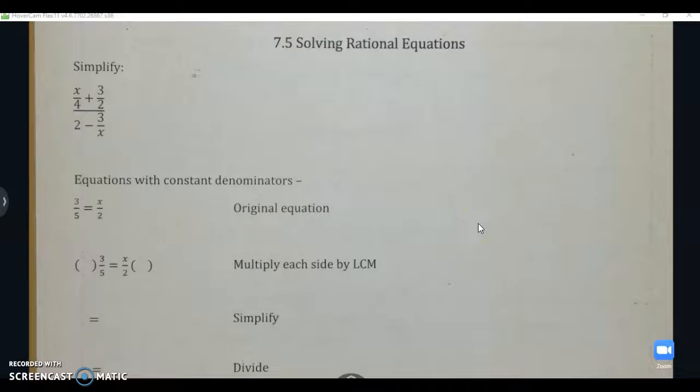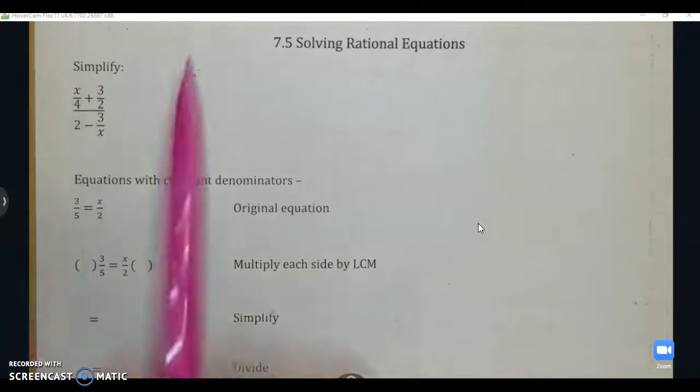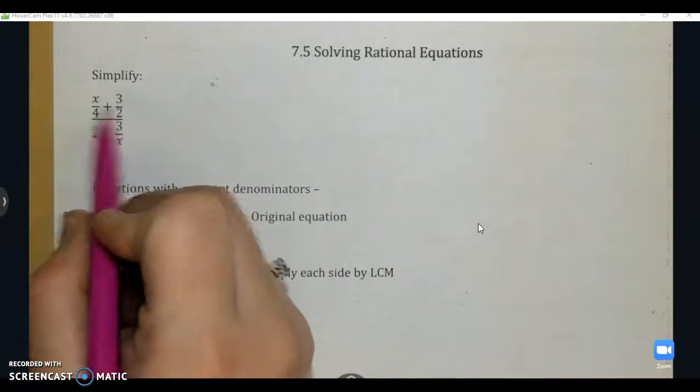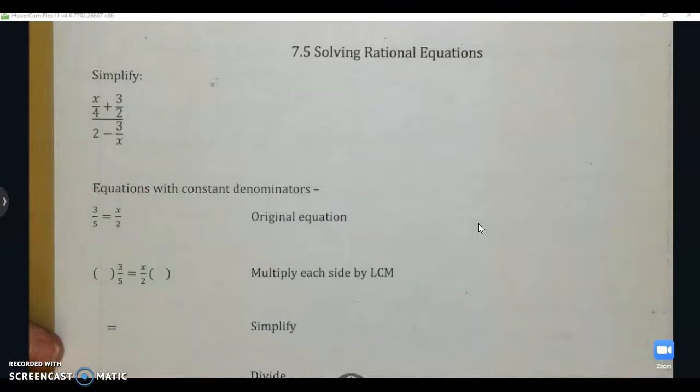Right, those pesky rational expressions are not gone just yet. We are now going to be solving them with equations. So starting off this note, just a quick review on our complex fractions and how to simplify those. Remember, I want to make the numerator and denominator a single fraction.